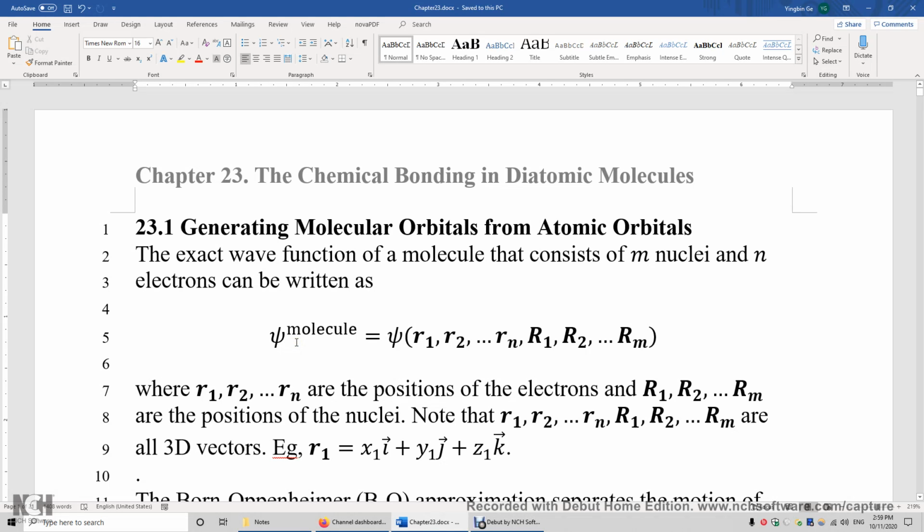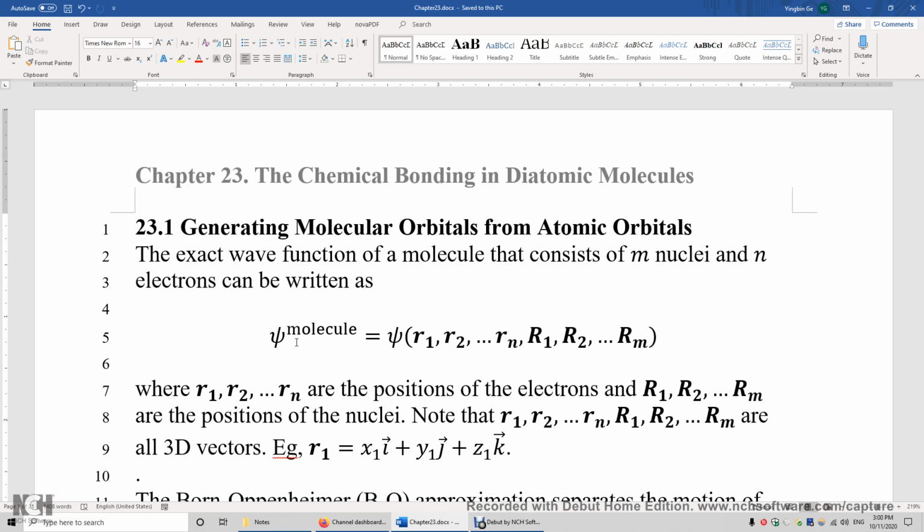This is Physical Chemistry. Part 3. Quantum Chemistry. Chapter 23. The Chemical Bonding in Diatomic Molecules. Section 23.1. Generating Molecular Orbitals from Atomic Orbitals.